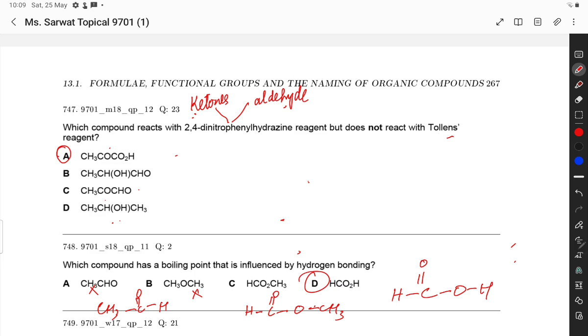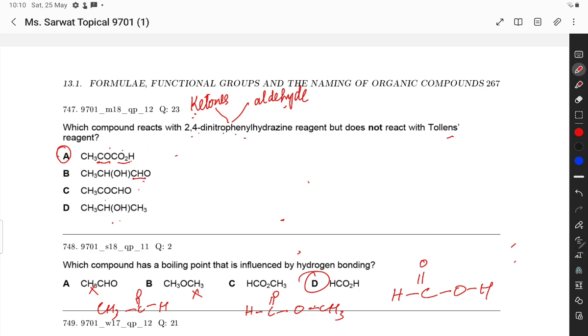It means the compound should contain a ketone, which does not react with Tollens' reagent. So this is a ketone and carboxylic acid. This is the best option, as a ketone does not react with Tollens' reagent but reacts with 2,4-dinitrophenylhydrazine. This compound has two functional groups, carboxylic acid and ketone. So the ketone gives a positive test with 2,4-dinitrophenylhydrazine but does not react with Tollens' reagent. So this is the best option.